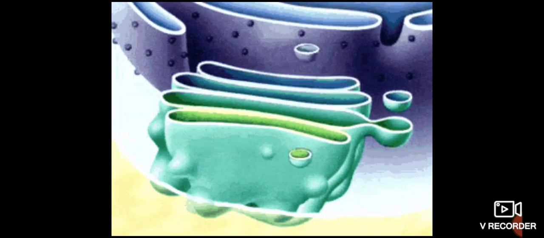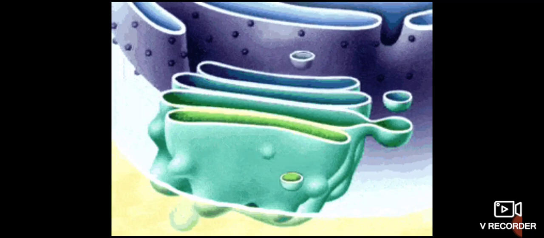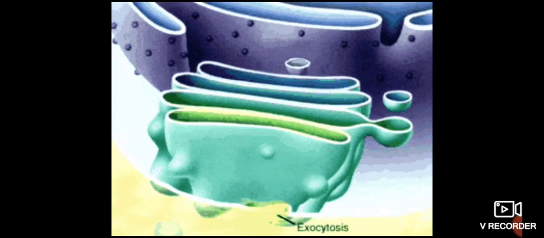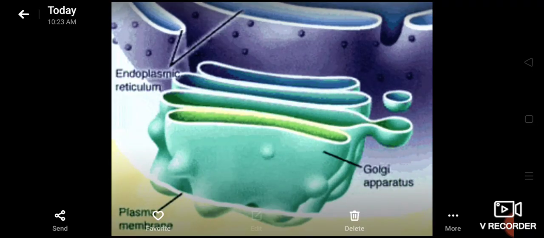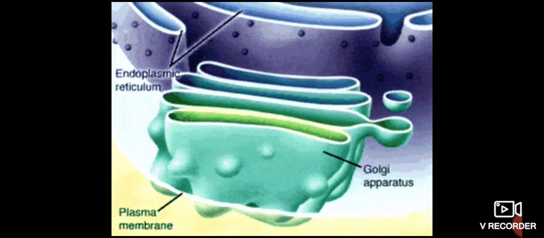Okay, now this one is clear, I think. Secretory vesicles, this is known as exocytosis. So now this topic is complete.